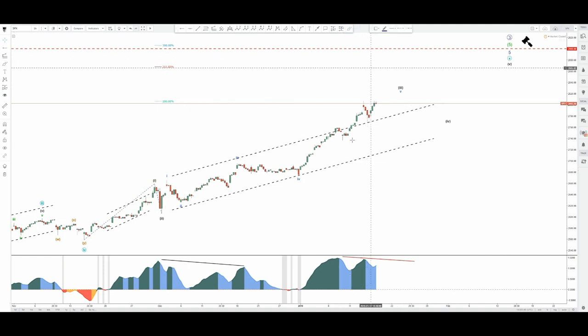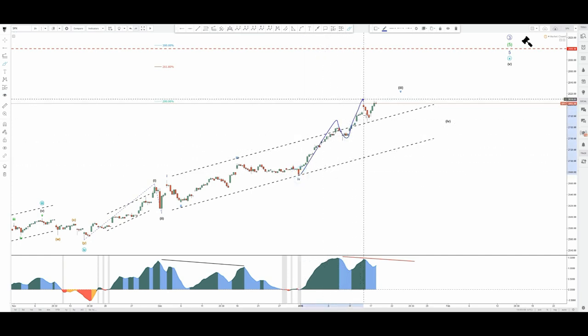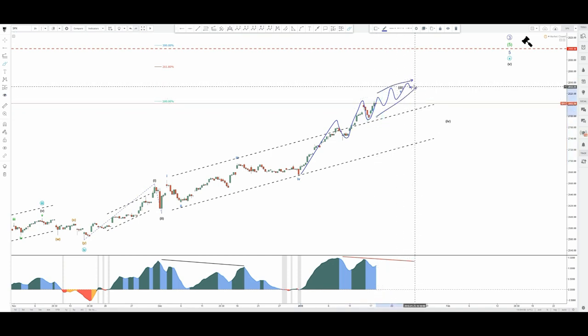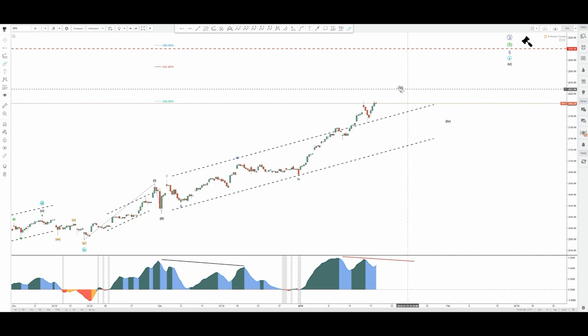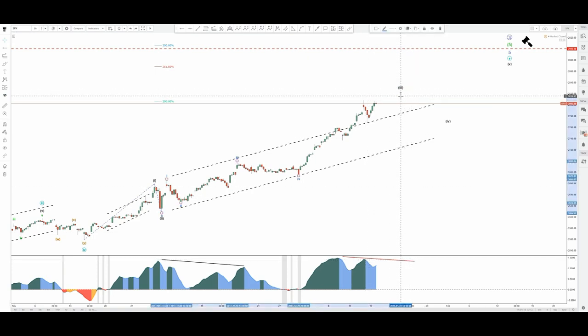As you can see, we either have 1-2-3-4 and then this being a limited five, although in this type of structure, we could have this being ABC 1-2 and then some sort of ending diagonal, not sure about that yet. We'll need to watch this, but for now, because of this divergence, I would say that this wave five could be coming to an end very, very soon.